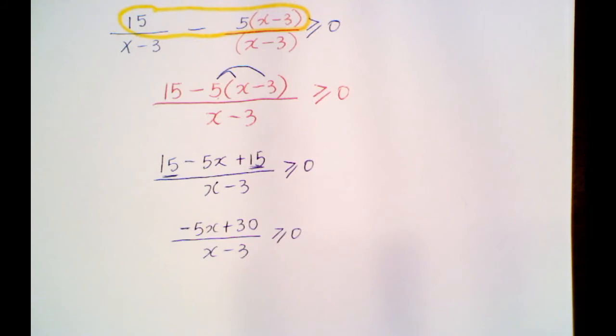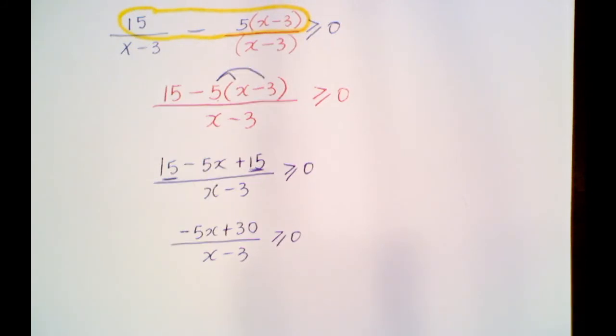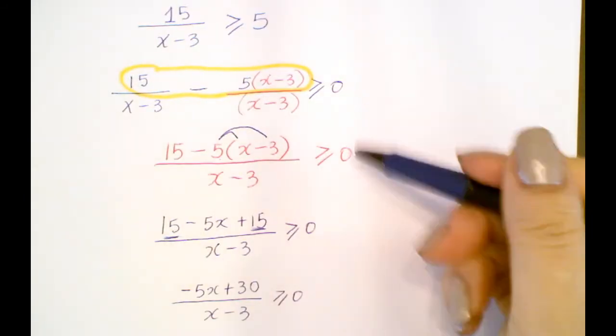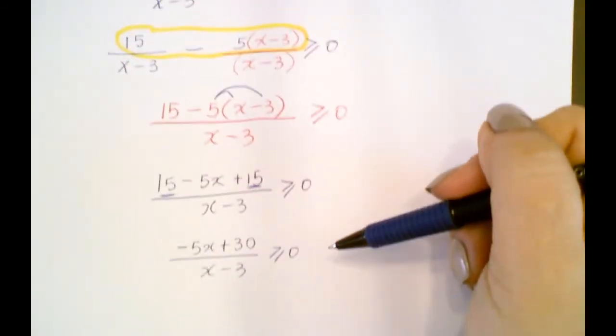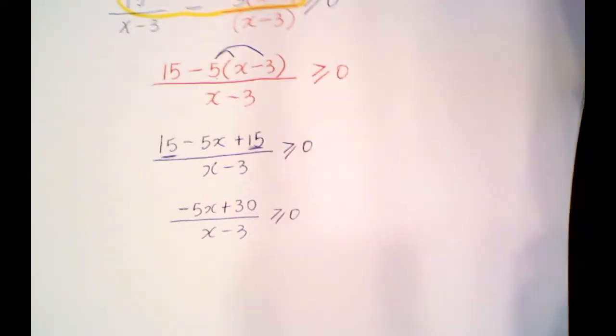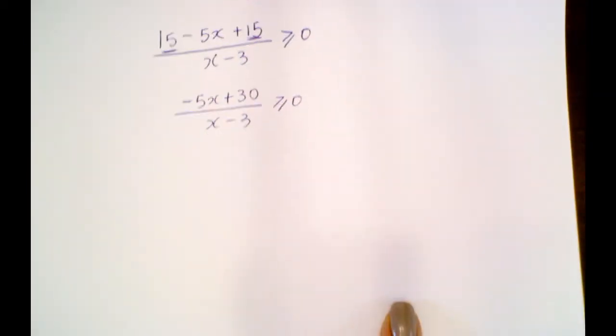Now, this is where I got you started on example number 1. Notice that we had to do some work, nothing too crazy. We had to just first put them in a single fraction before we can find the zeros of the denominator and zeros of the numerator. So let's actually solve this rational inequality.